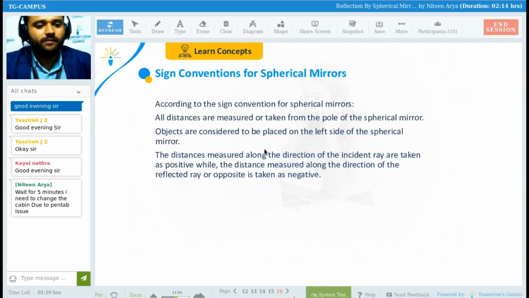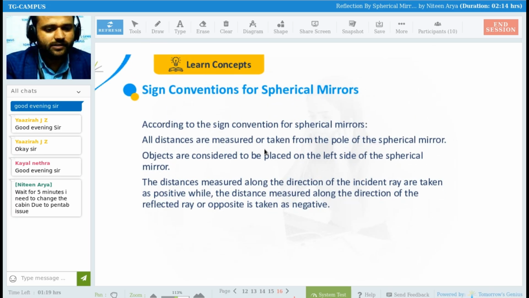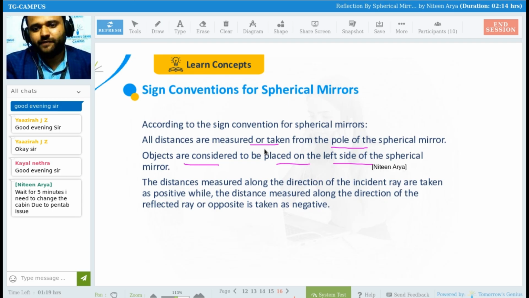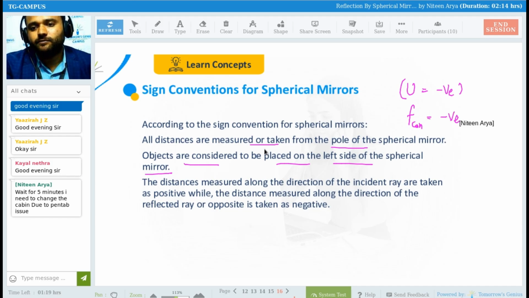Sign convention for spherical mirrors. According to the sign convention, as we already know, all distances are measured from the pole of the spherical mirror. Objects are considered to be placed on the left hand side of the spherical mirror. So as you can see, U in any particular case is taken to be negative. Okay, F for concave is going to be negative.